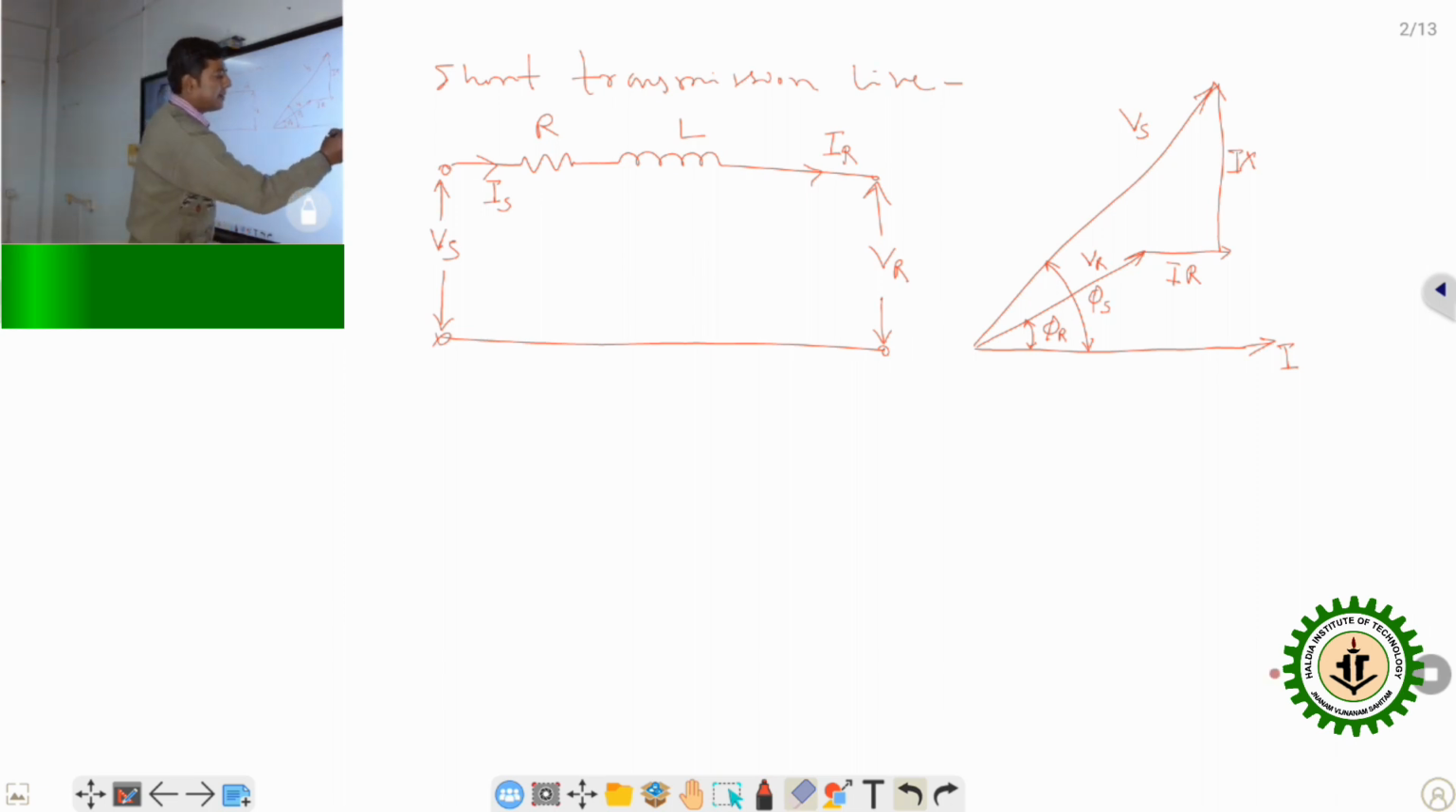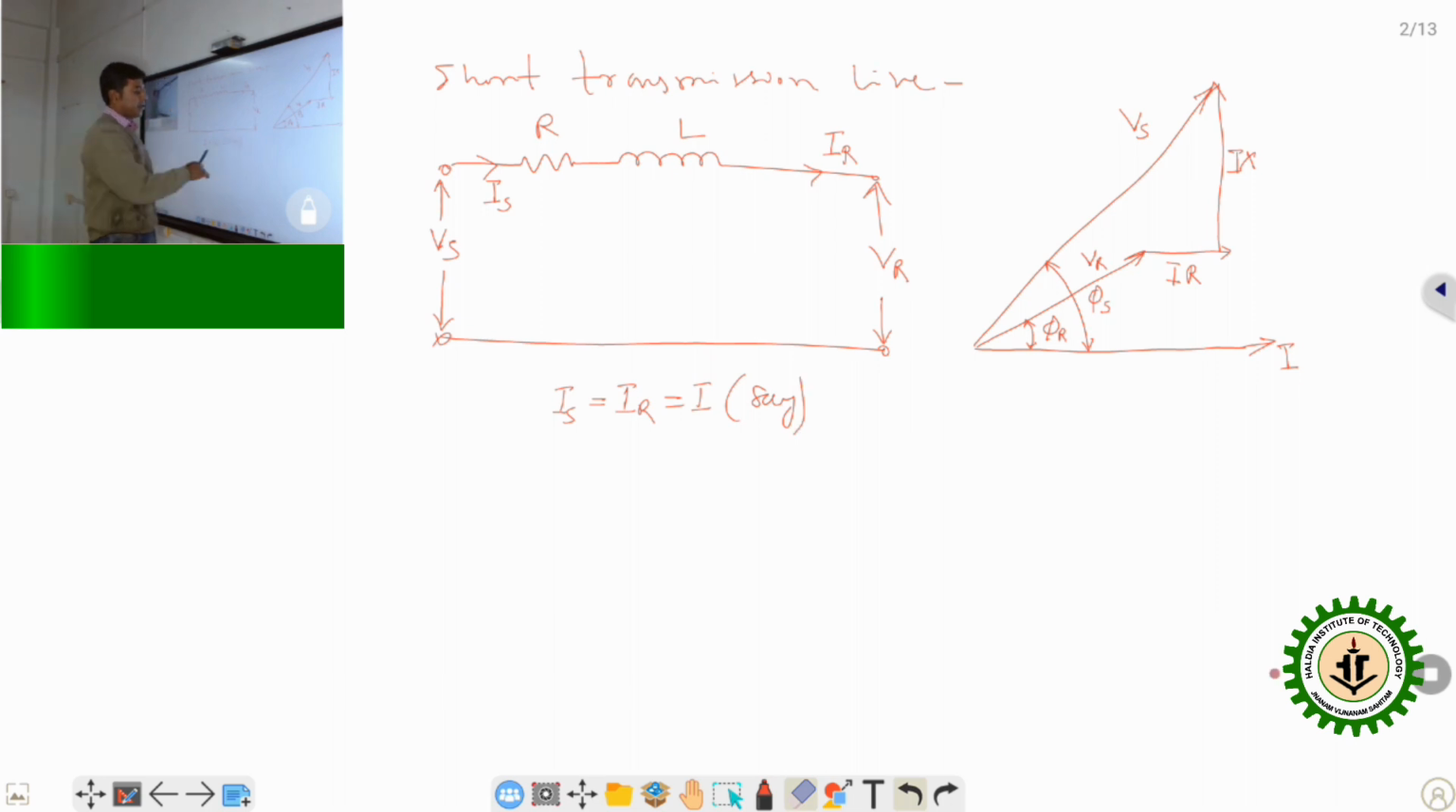Here I have drawn I on the axis. Here the sending end current and receiving end current are the same, because this is a series circuit. So the current flowing through each and every component is the same. So I can consider IS equal to IR equal to I. That's why I am considering I here.